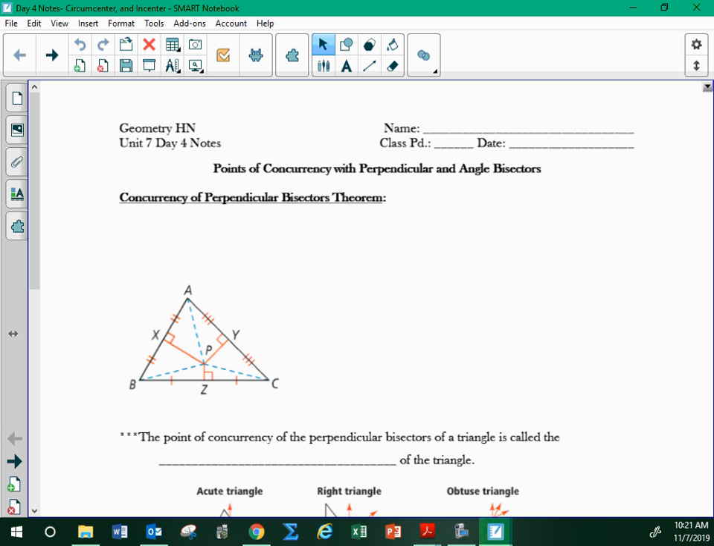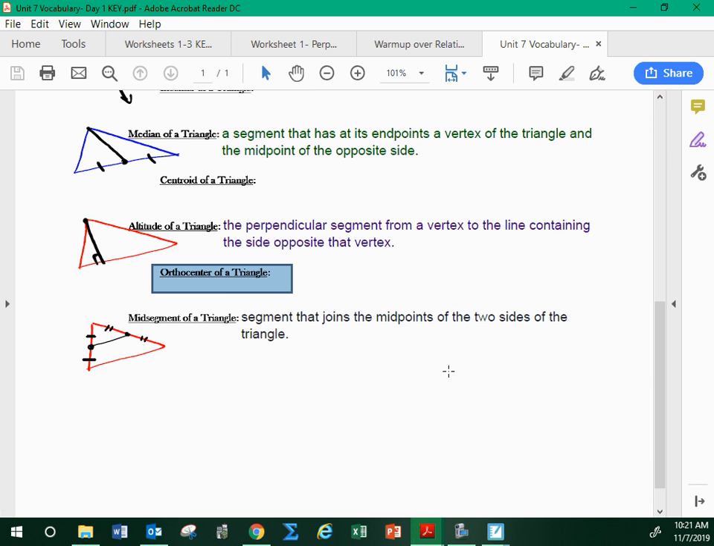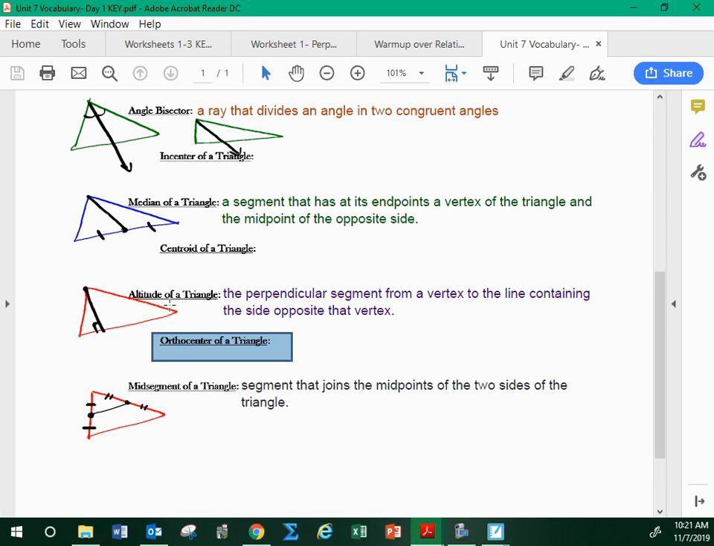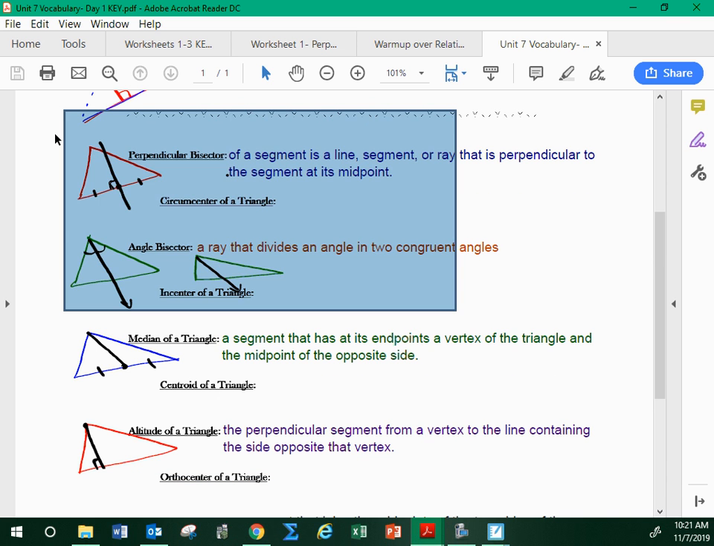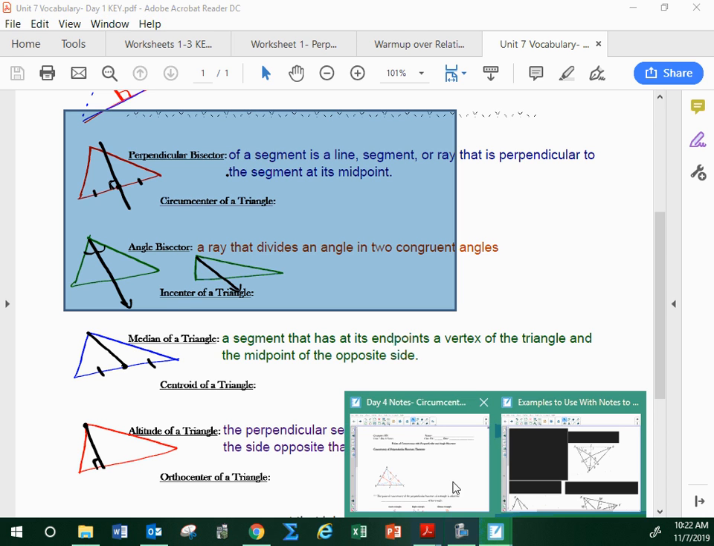On our notes for today, you'll see it says points of concurrency, that's that intersection point. We're looking specifically at perpendicular and angle bisectors today. Next class, we will take a look at the other two, medians and altitudes. So it's important that you know that the circumcenter is where your perpendicular bisectors meet up, and your incenter is where the angle bisectors meet up. All right, so let's take a look at that portion of our notes.